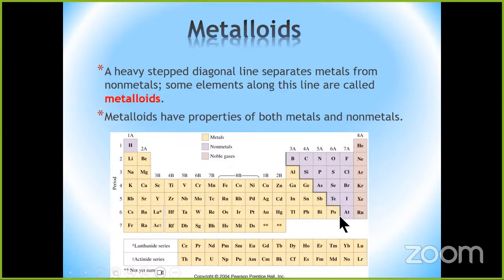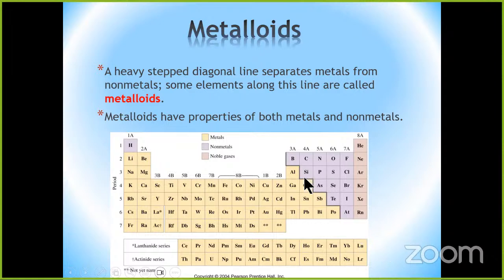So all elements, well, most elements to the left of that line would be metals. Most elements to the right would be nonmetals. But you have a few elements which are located on either one side or the other of that line, which are known as metalloids. And there are 7 of them, right?